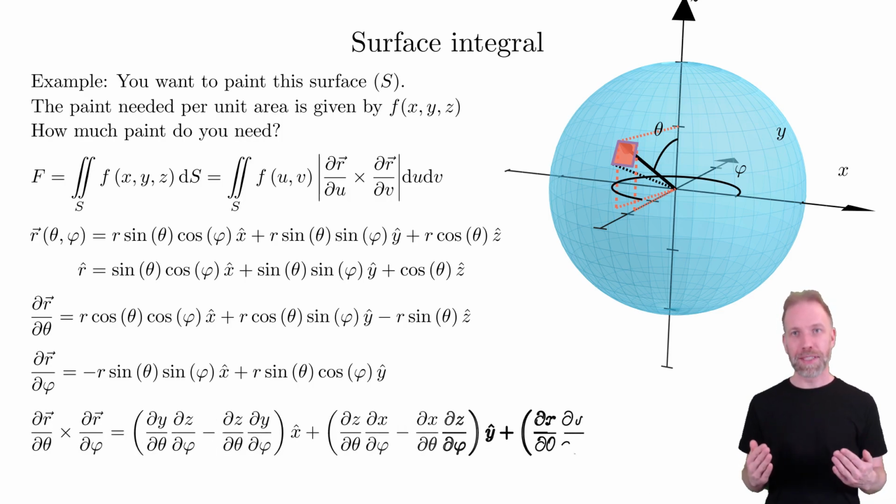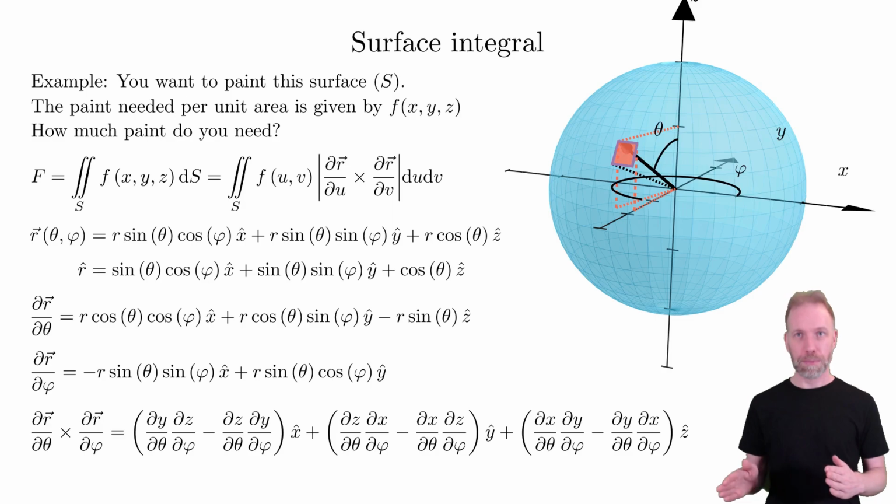Now, write the expression for the cross product component by component. As z does not depend on phi, these are 0.